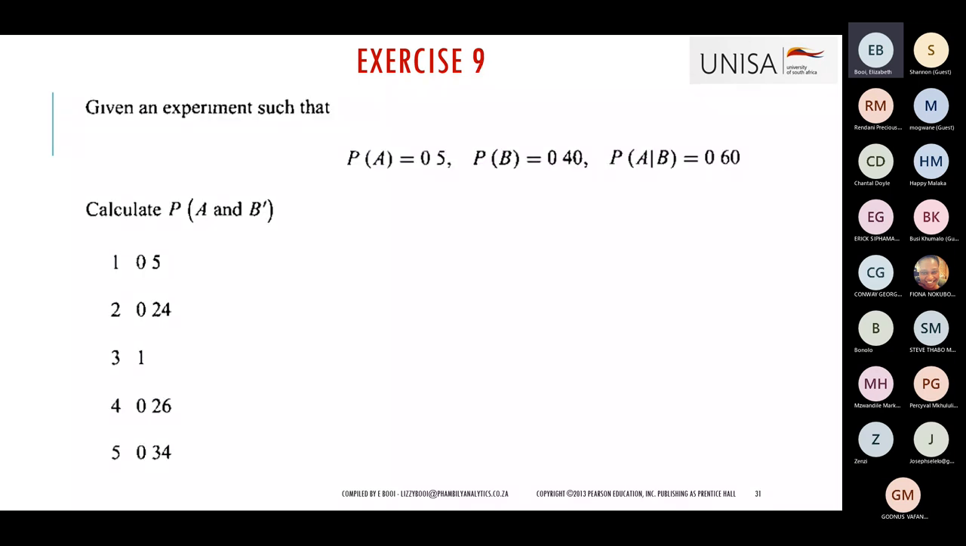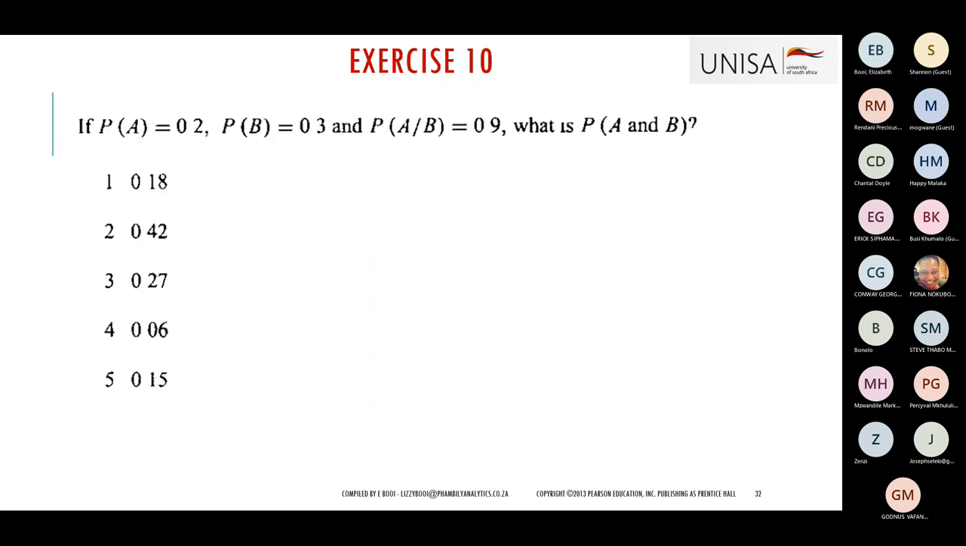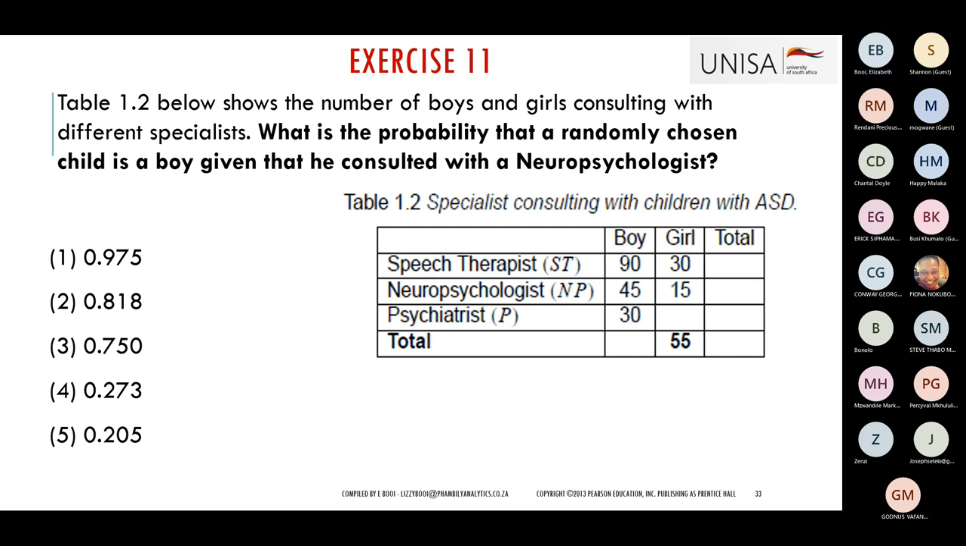Here's another example. I'm not going to even give you any hint now. I've given you enough. Here is another example where you need to calculate the probability of A and B. Here is another example. You need to complete the table and then answer the question they are asking.